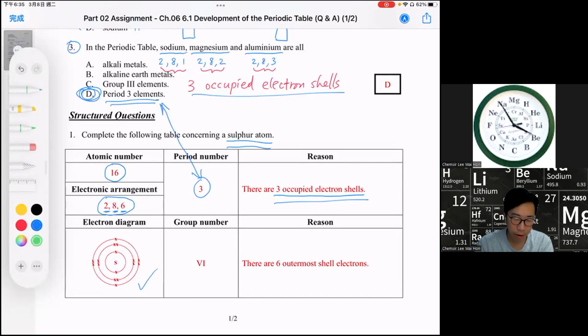And then if we are to determine the group number, we have to find the number of outermost shell electrons. So in this case, a sulfur atom has 6 outermost shell electrons. Therefore, it is a group 6 element. Make sure you know you have to write the Roman numeral 6, okay, like this, VI.